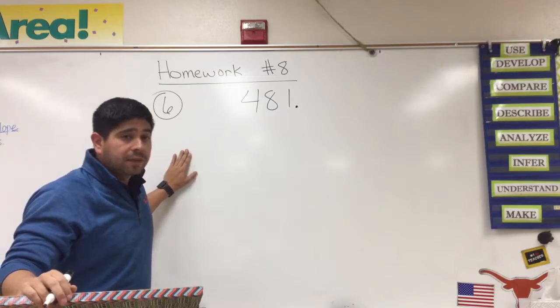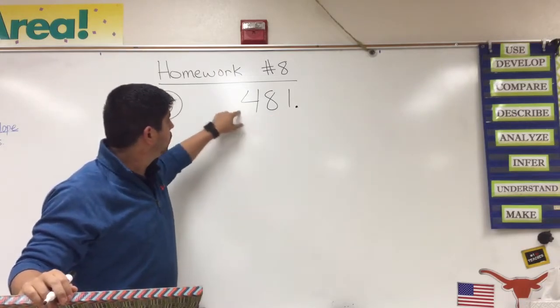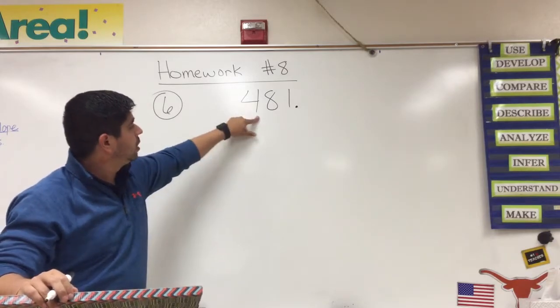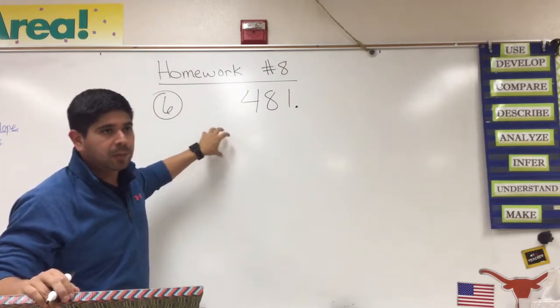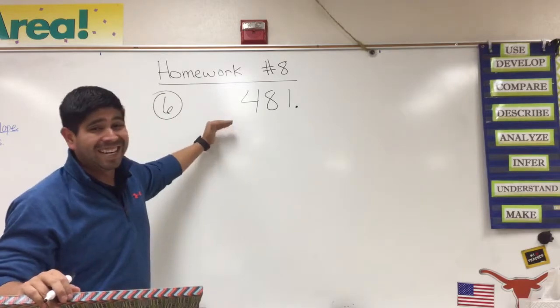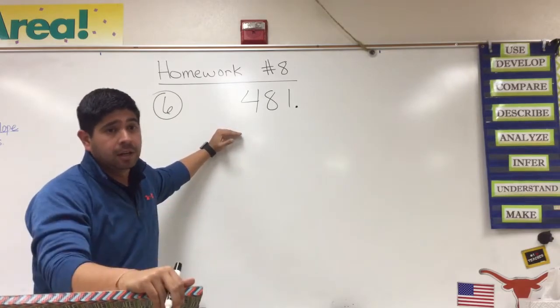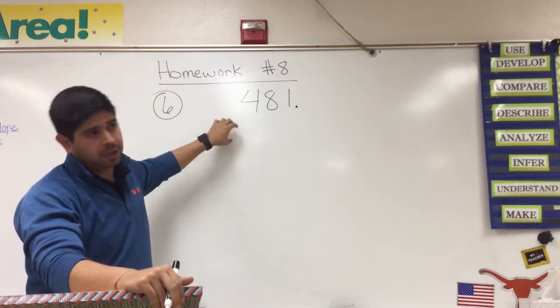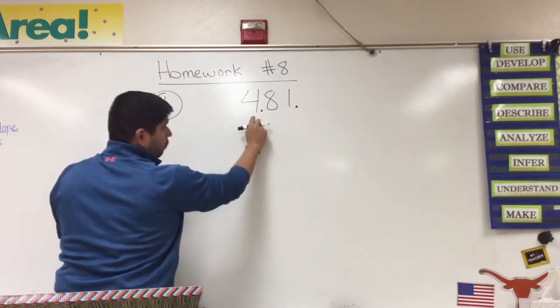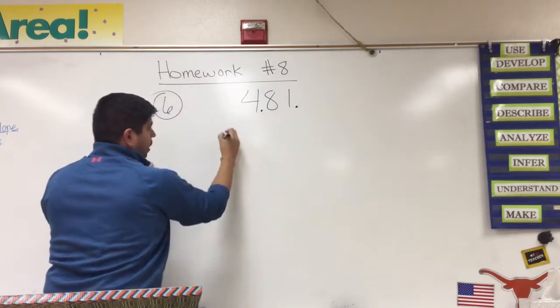So remember, to be in scientific notation, my decimal has to move somewhere in this number. But in order to be scientific notation, it has to be between 1 and 10, under 10. It can't have more than one digit on this side. So my decimal is going to move between the 4 and the 8. That way it looks like this.